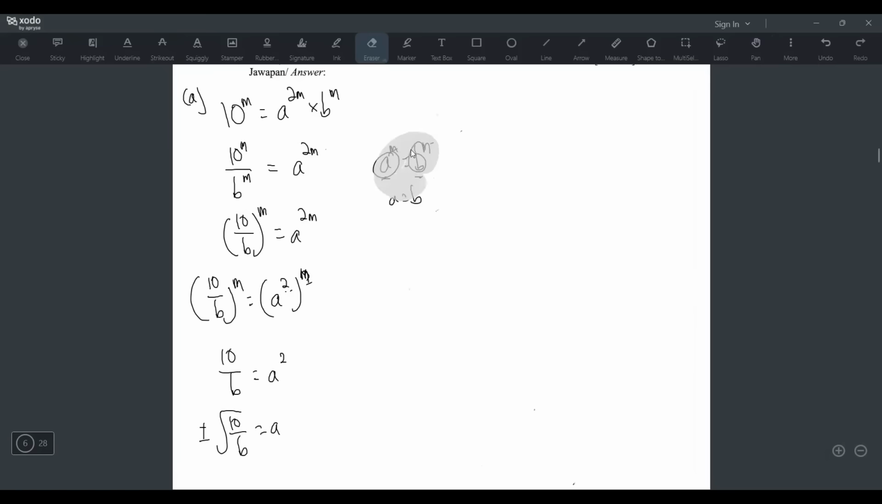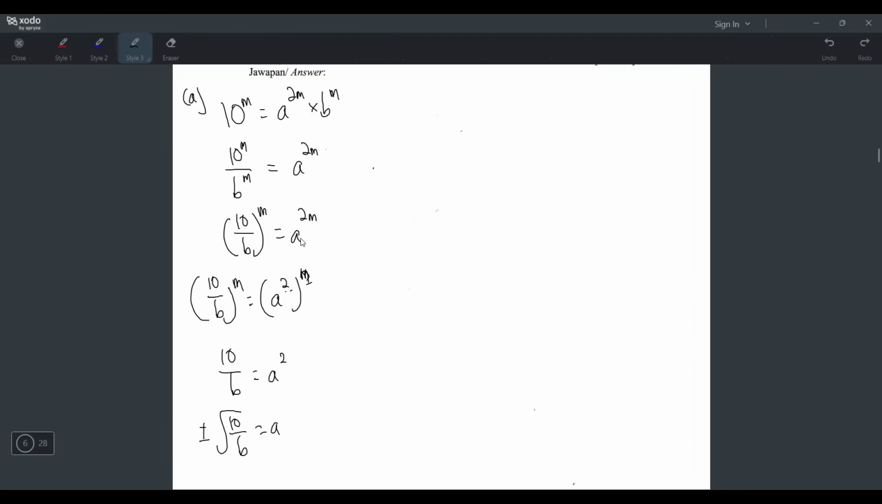Okay, of course, there's another way to do it. All right, another way is like this. You do until here, and then from here, you pindah the 2. Yeah, you pindah the 2. Okay, but the 2 is actually a square, right? So when you pindah there, it will become 10 over b power m, power 1 over 2.